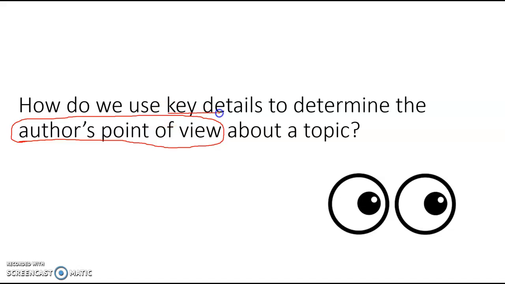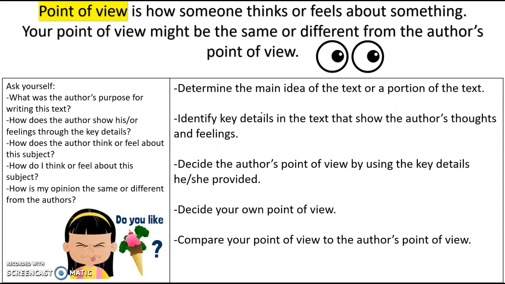So we're going to be looking for specific words in the author's writing that show how the author feels about a specific topic. So remember, point of view is how someone thinks or feels about something. Your point of view might be the same or different from the author's point of view. So we're focusing on how the author thinks or feels about something.